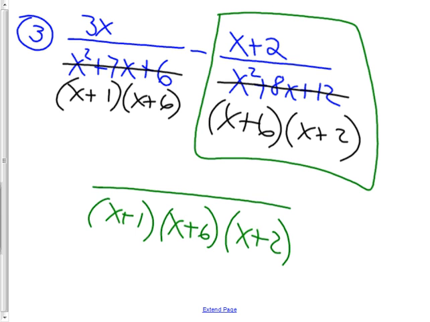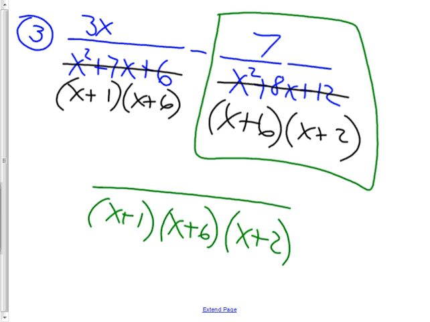Question on that, Miss S? Oh, okay. I'm sorry. You're right. I changed the question. I rewrote it down without changing this to a 7. My bad. You are right. That's a 7. So I could not have canceled an x plus 2. Okay, sorry about that. I changed the question. In my first hour, they had that.